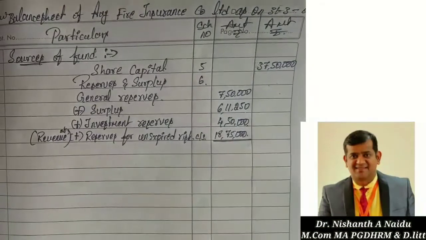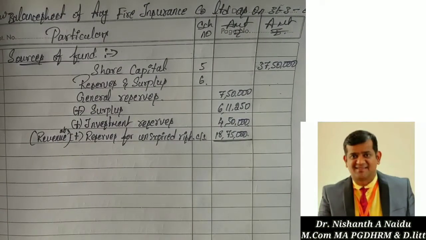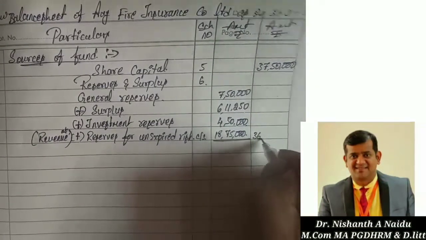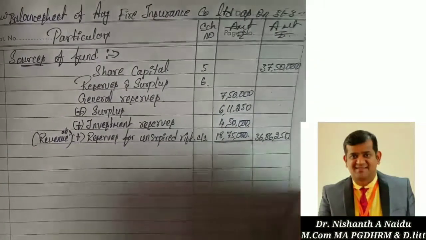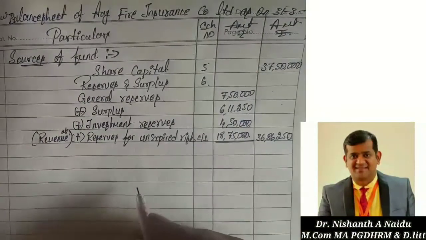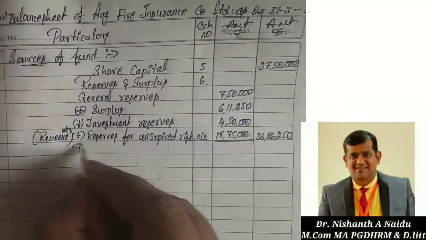So now let us total this. 7,50,000 plus 6,11,250 plus 4,50,000 plus 18,75,000. So put together, sorry, 36,86,250. Okay, so if you have any borrowings, that also you need to add.